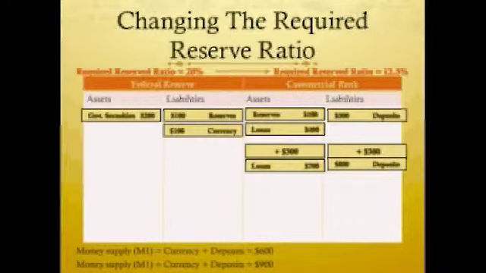So the banks can increase their loans from $400 to $700, and the money supply increases to $900, $100 for currency and $800 for deposits.